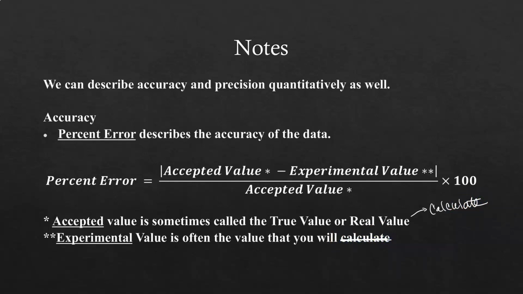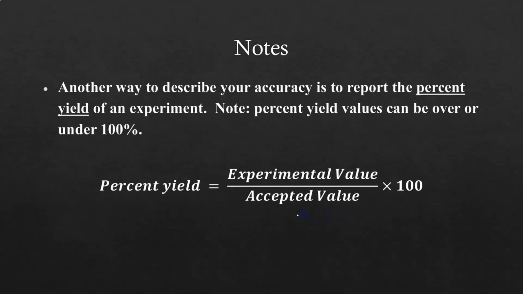Where the experimental value is one that you measure. Sometimes it's based off of calculations from measurements, but it's one that you measure or calculate from measurements. Okay, so it's the difference between accepted and experimental value, absolute value of that, and then you divide by the accepted value and multiply by 100 to get the percent part.